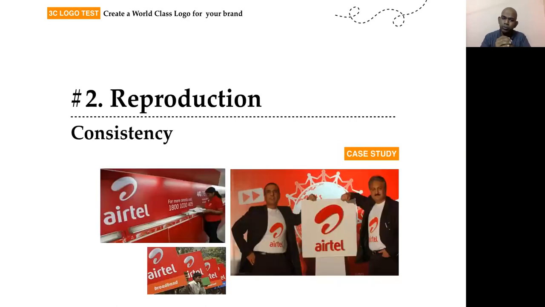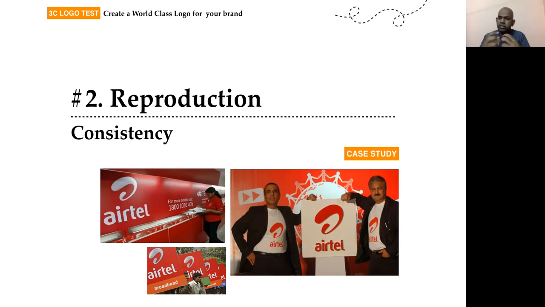Number 2 is consistency. Consistency means that when the logo appears, it does not appear just like that anywhere. It appears on some mediums. Say, for example, it appears on a t-shirt, or on a letterhead, or on your website. It appears in certain contexts, or on a business card. Whenever a logo appears in all these different formats, it should not lose its consistency.